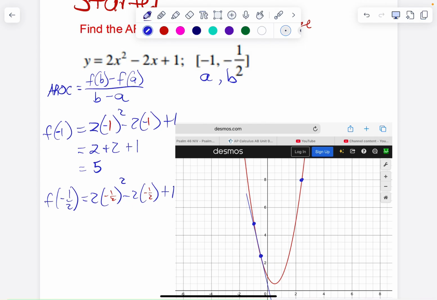Okay. Guys, don't let these fractions be a big deal. What's -1/2 squared?